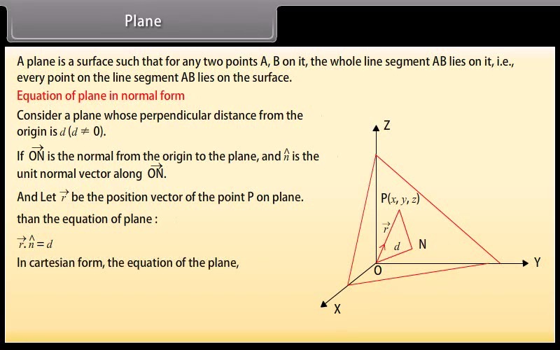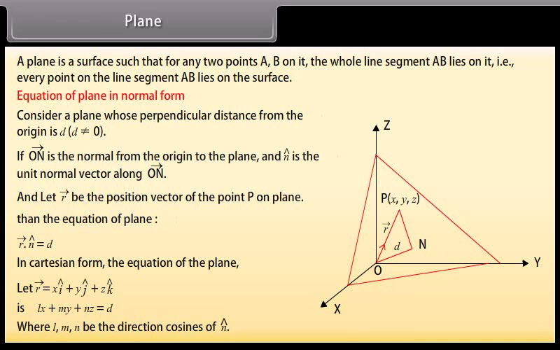In Cartesian form, the equation of the plane, letting vector r equal x i cap plus y j cap plus z k cap, is lx plus my plus nz equals d, where l, m, n are the direction cosines of n cap.